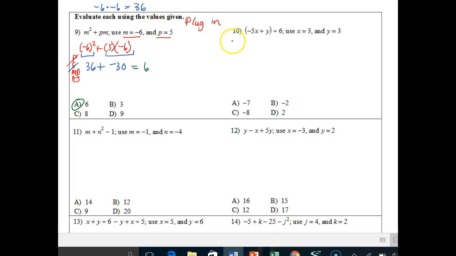Number 10, let's do together. So again, let's put down PEMDAS here. And let's start with plugging in. Now, when you have parentheses, it's going to be super tricky to plug in. But you just got to be super careful with it. So you have -5. Now you're going to plug in an x. So what is x? X is 3.